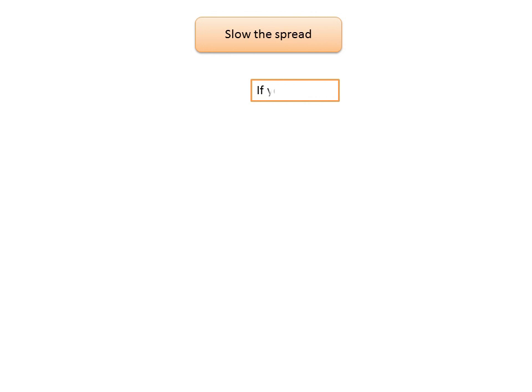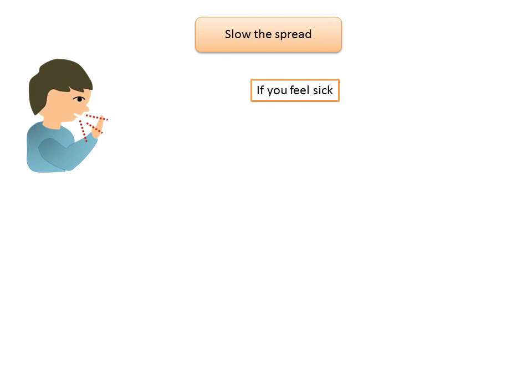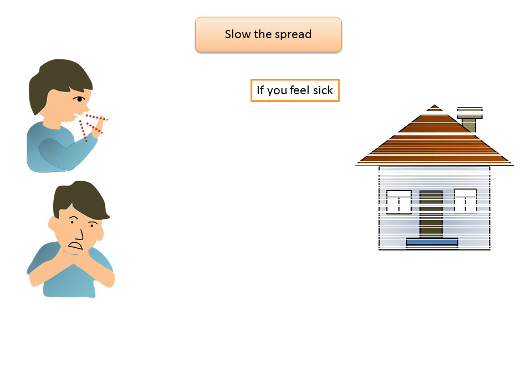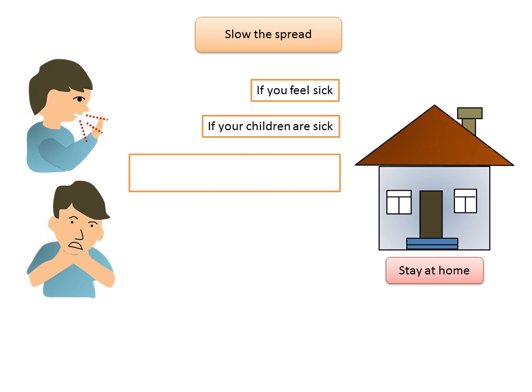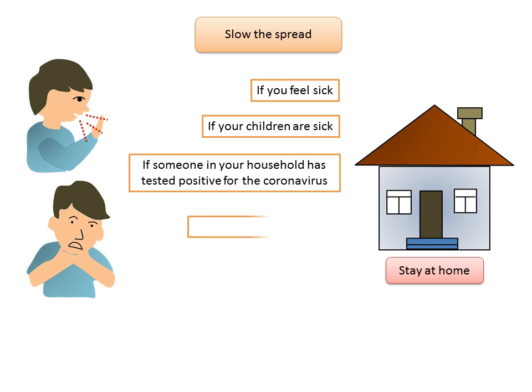If you feel sick, stay home, do not go to work, contact your medical provider. If your children are sick, keep them at home, do not send them to school, contact your medical provider. If someone in your household has tested positive for the coronavirus, keep the entire household at home. Do not go to work, do not go to school, contact your medical provider. If you're an older person, stay home and away from other people.